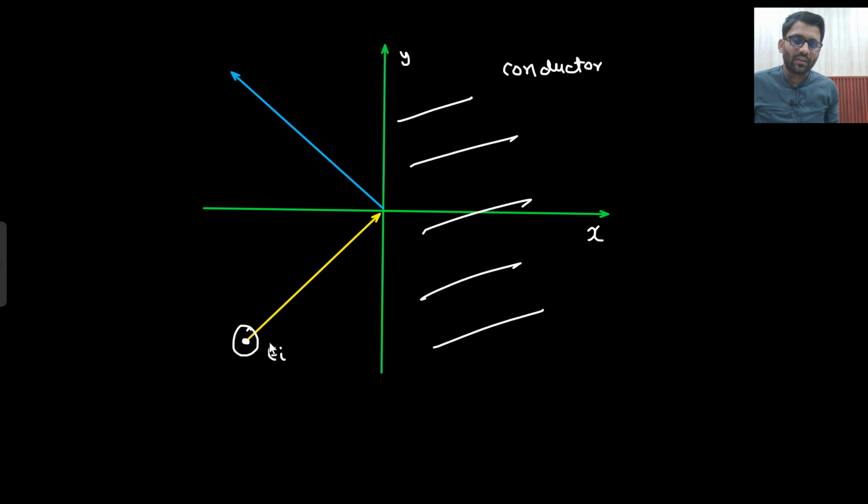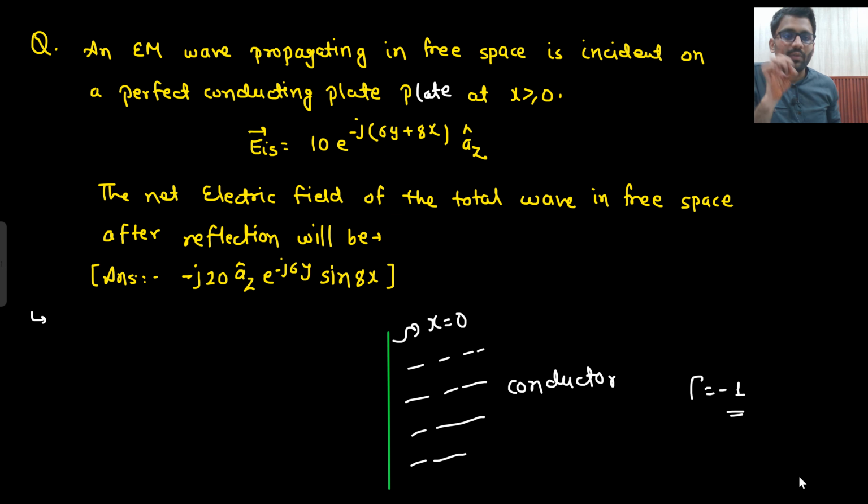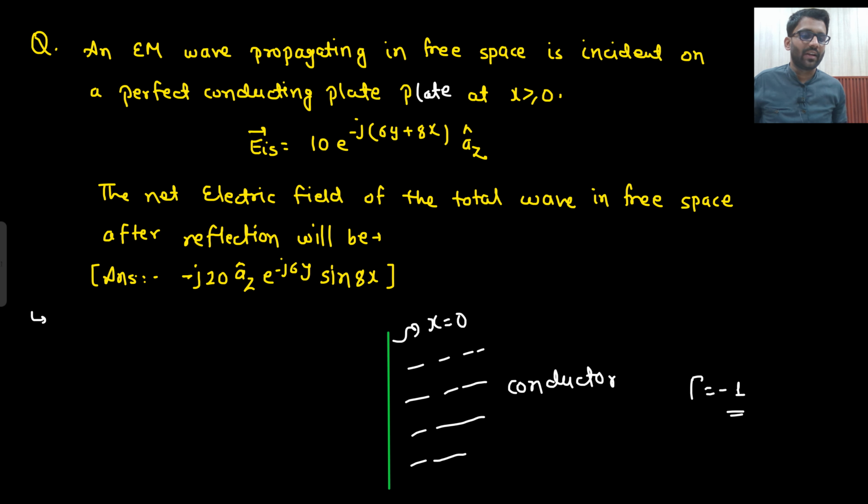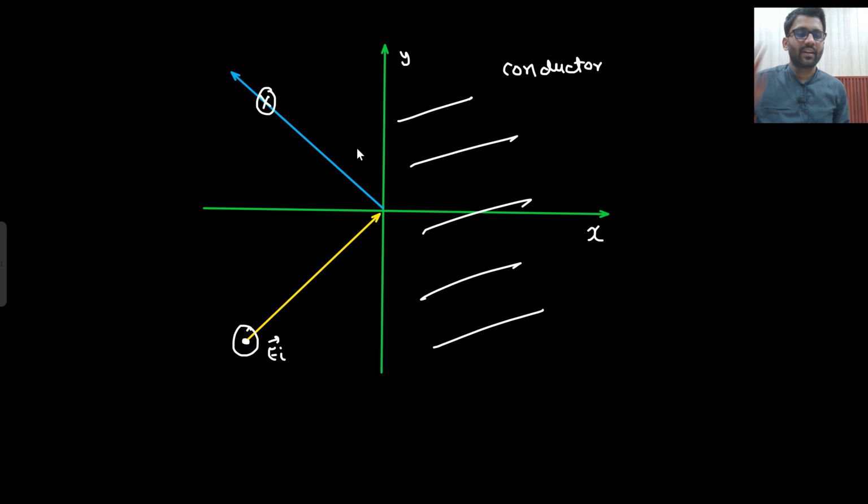When we study perpendicular polarization, our assumption is that incident and reflected electric fields are in the same direction. But since gamma is becoming negative, that means incident and reflected electric fields are in the opposite direction. These kinds of things we have already seen in a very in-depth manner when we were studying the theory. So certainly it will be in the opposite direction. So this is my EI, this is my ER.